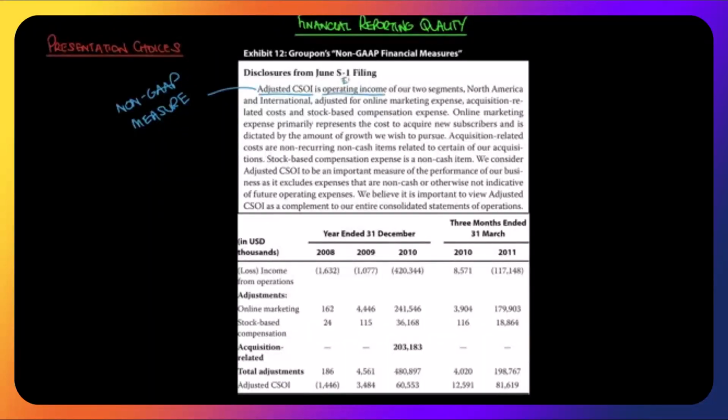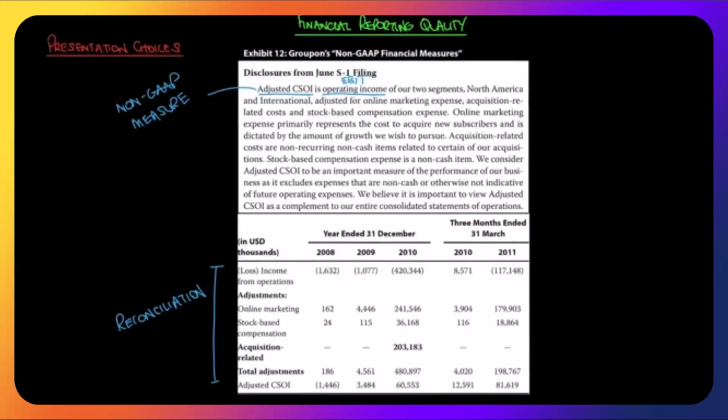So I would say the most direct comparison would be EBIT, or income from operations, which means if they're going to present this, they have to present a reconciliation between this CSI Miami thing they've made up and actual operating income. So it's operating income, North American International, adjusted for, here we go.